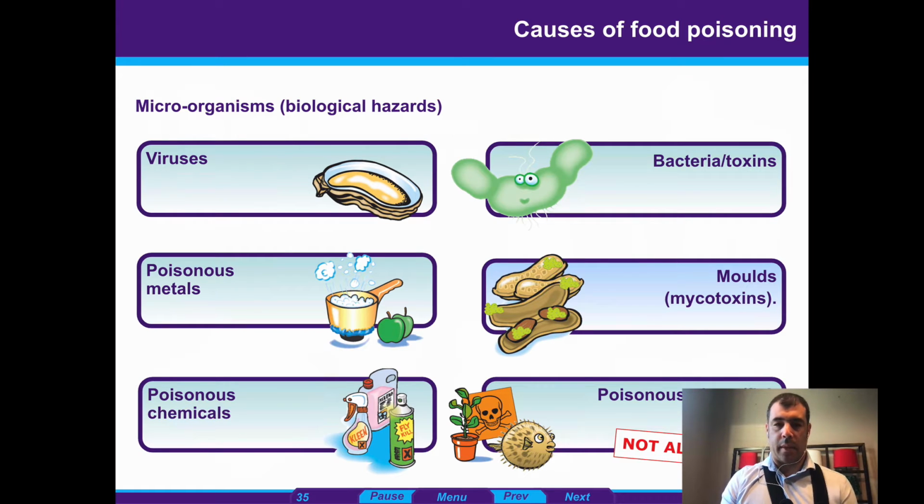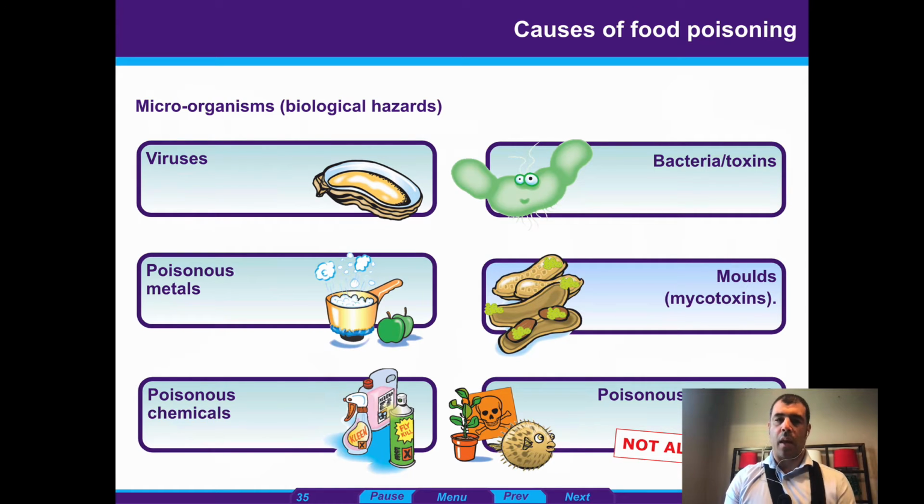So there are 6 main causes of food poisoning. So viruses, bacteria and toxins, poisonous metals. So for instance, if you were to cook acidic food in a copper pan, this will trigger a chemical reaction which can make people very, very sick. Molds, for instance, mycotoxins, as I was mentioning earlier with the toast of the moldy bread.